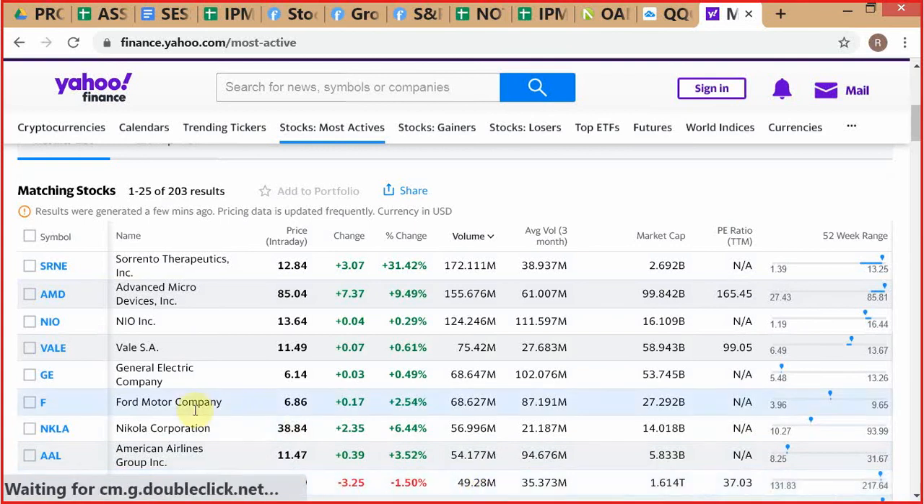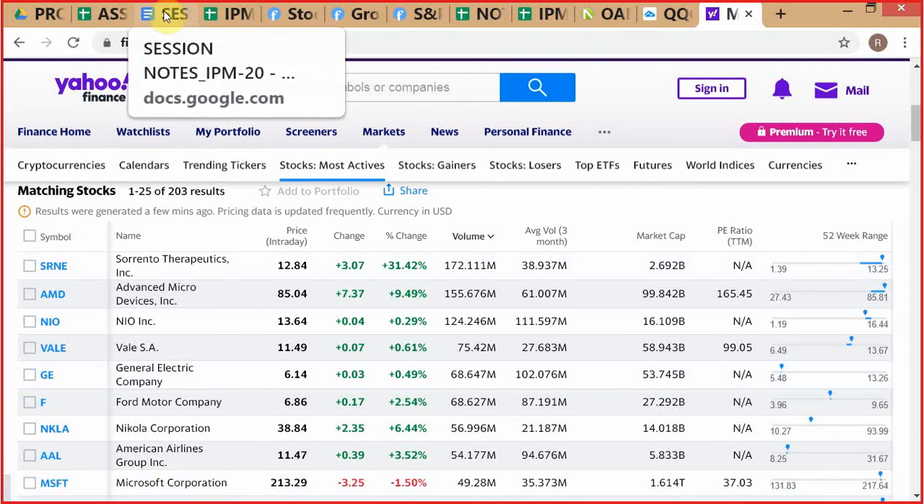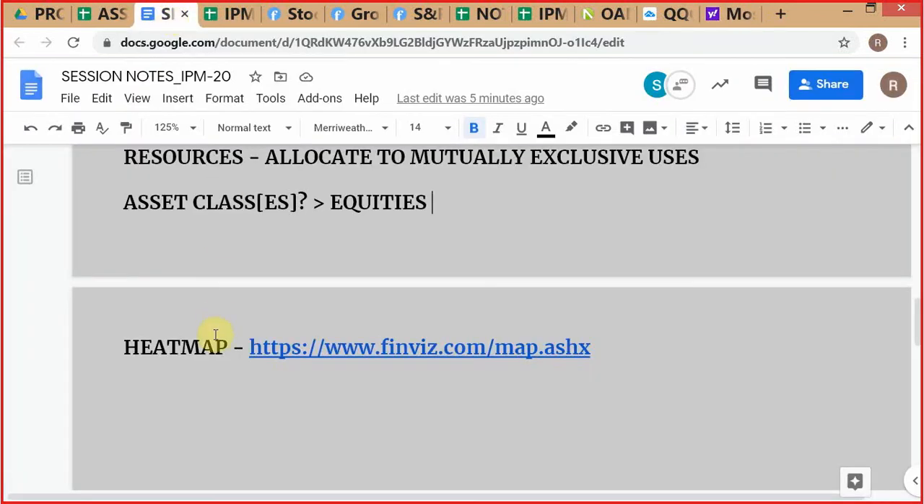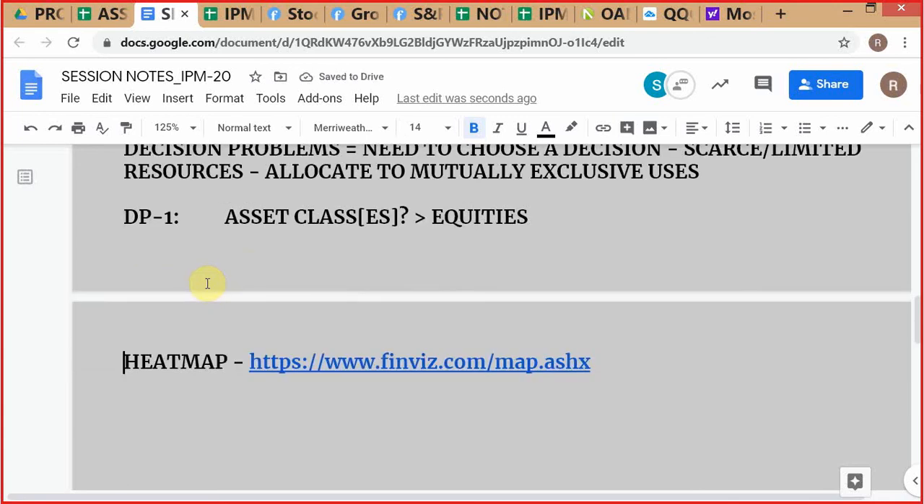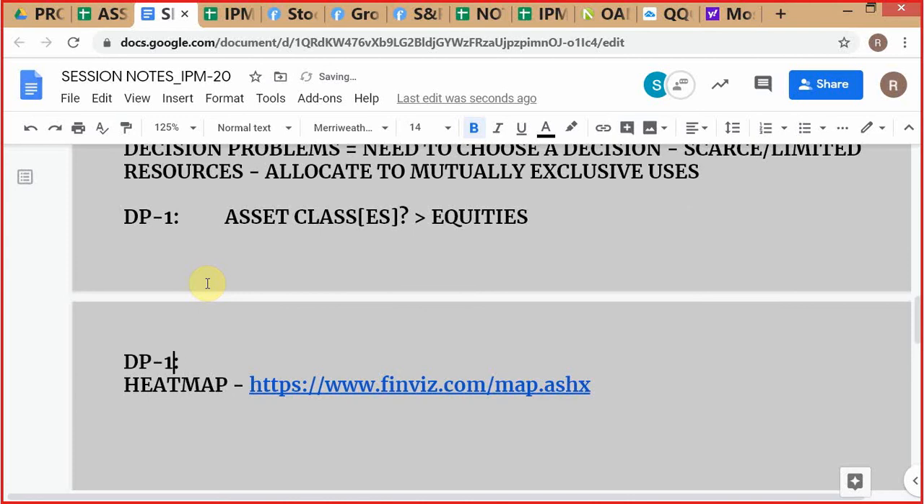Which one should I buy? Or which one should I even follow? Forget about buy or sell. Which one should I follow? So it's very confusing. So the second decision that I have to take is, let's call this DP. DP is for decision problem, okay? Now, we actually are discussing the heat map in the context of DP2. So the second decision problem is which markets, all right?